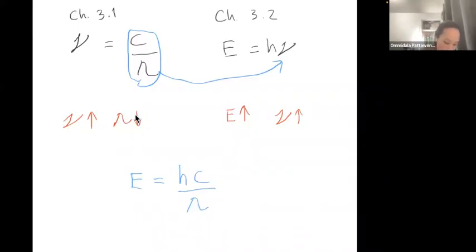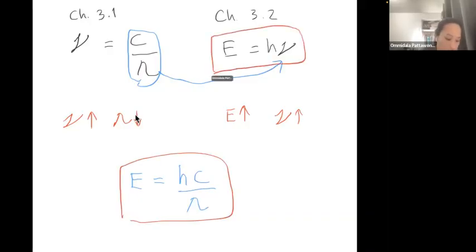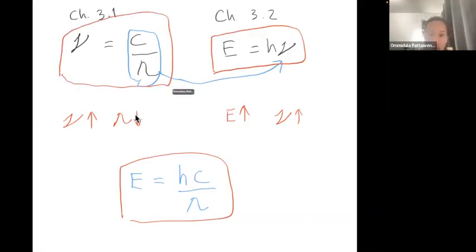Okay, so when can you use each of these? It does depend on what the problem asks you, right? So if the problem doesn't ask you anything about energy, then go with this, right? If the problem asks you about energy, then it depends on whether it's going to give you frequency or wavelength, right? You can use them according to what information is given in the problem.